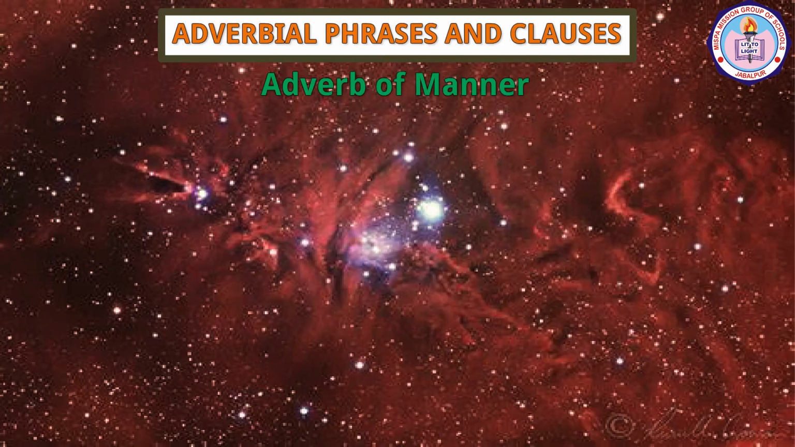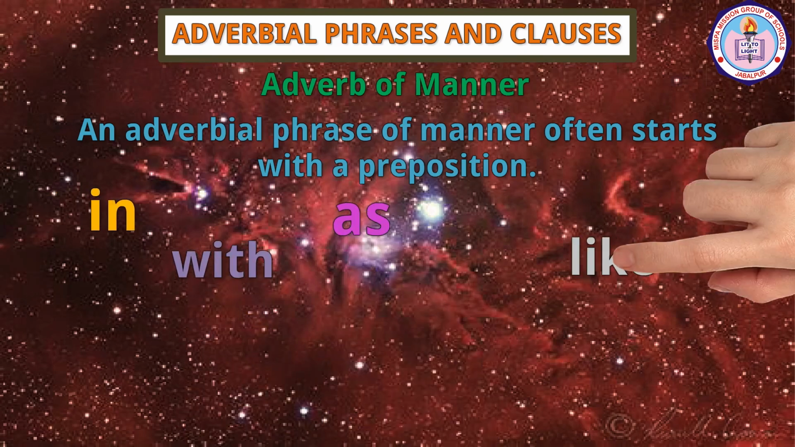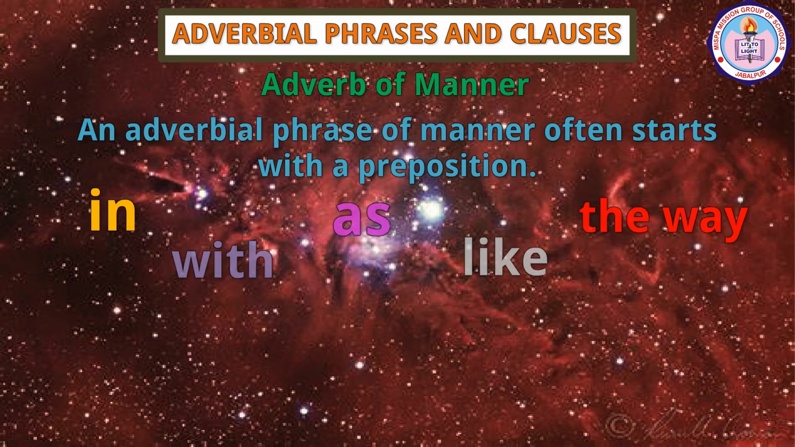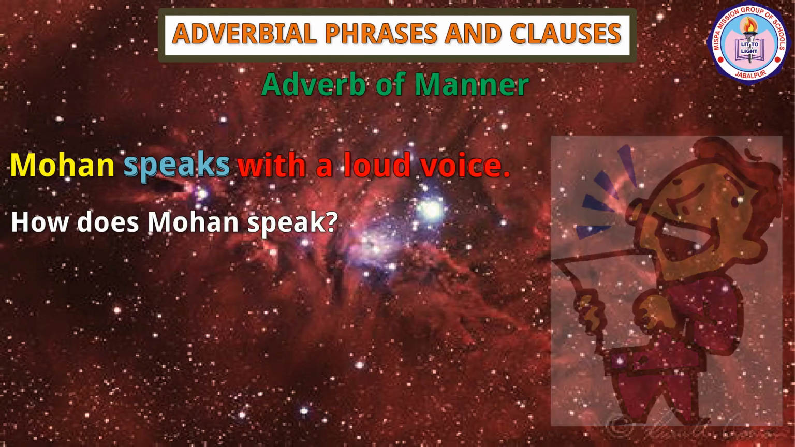Adverb of manner. An adverbial phrase of manner often starts with a preposition such as in, with, as, like, or the way. Mohan speaks with a loud voice. Here, with a loud voice is an adverbial phrase. It is also known as prepositional phrase. It is the adverb of the verb speaks. It gives the answer to the question, how does Mohan speak?